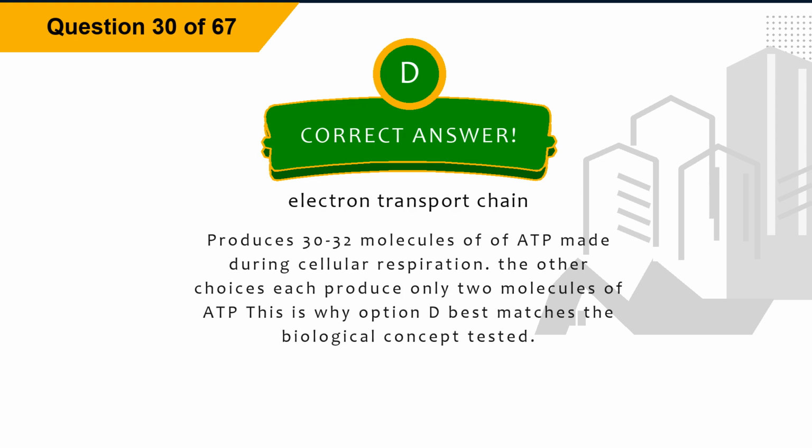The correct answer is option D, electron transport chain. Explanation: produces 30-32 molecules of ATP made during cellular respiration. The other choices each produce only 2 molecules of ADP. This is why option D best matches the biological concept tested.